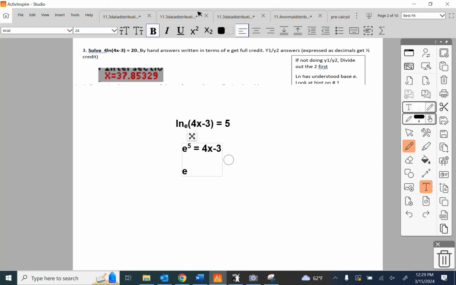I'm going to add 3 to both sides. And I'm going to divide out that 4. And that is my answer.